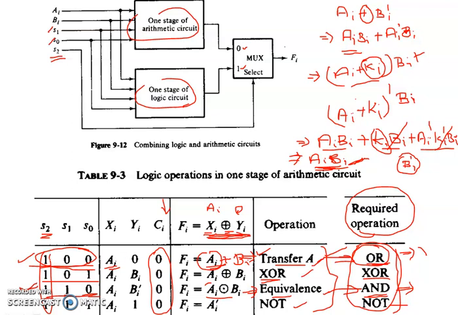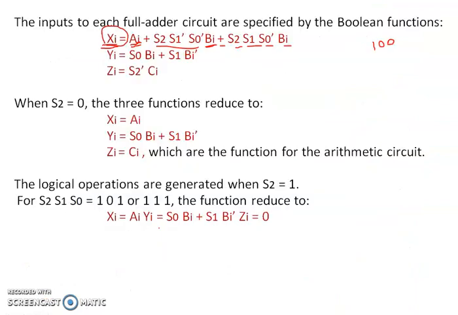Okay, so for that, if S2 is equal to 0, then Ci can be equal to 1. If S2 is equal to 1, then Ci will be equal to 0. So what is the observation from there? You can infer that it is the complement. So here Zi can be defined as S2 complement Ci.